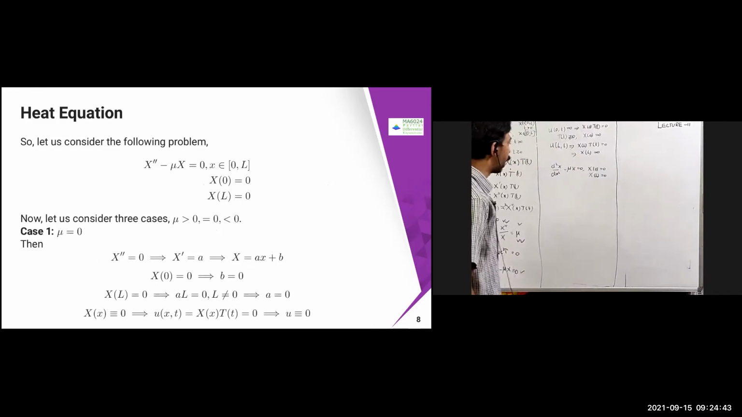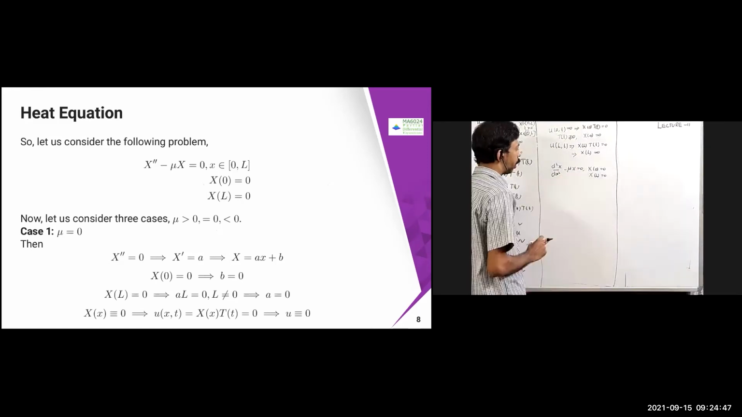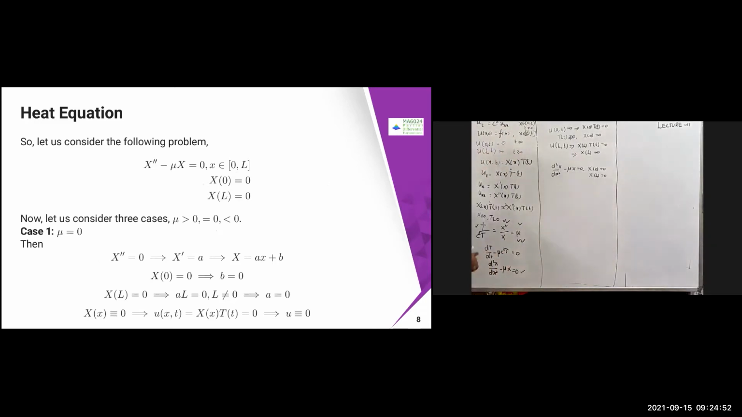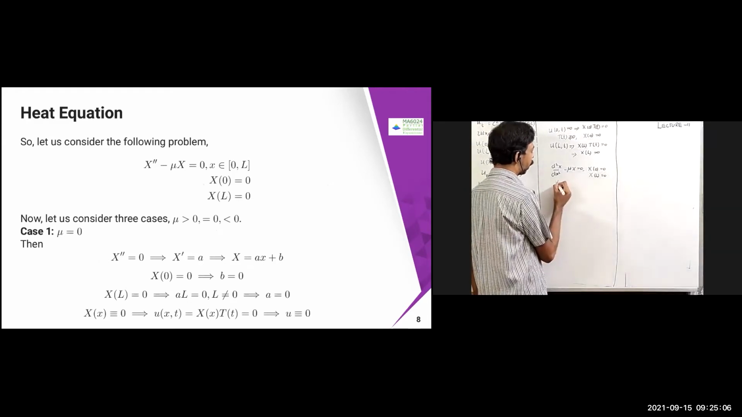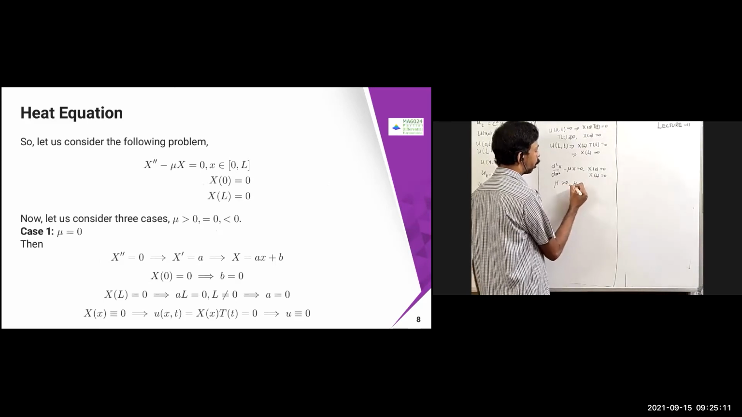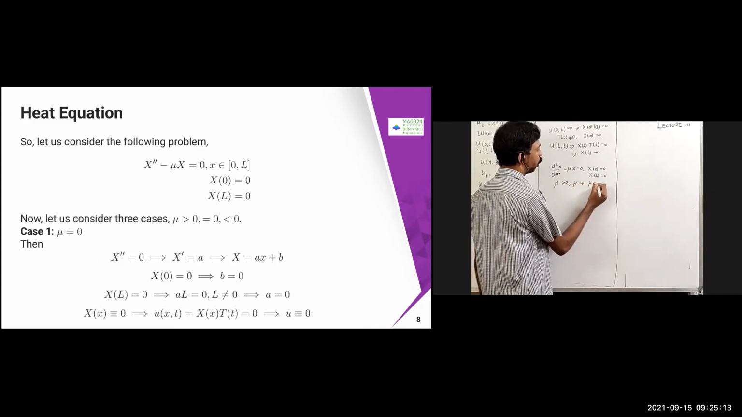Now let us consider this problem. What are the cases we are going to have? I said nu is a number. It is not going to be a complex number, because T of t is a real function and this is also a real function, so this ratio is a real function. Therefore, you are not going to get complex values here; only real cases will come. So what are all the possible cases? If it is a real number, either nu can be greater than 0, or nu equal to 0, or nu less than 0. These are all the possible cases.